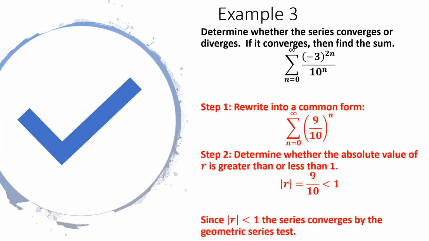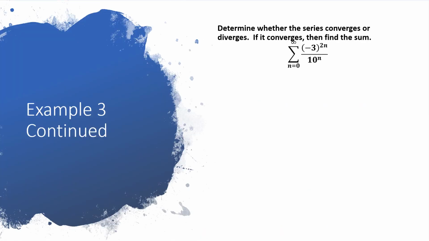So again, if the absolute value of your r is less than 1, the series converges by the geometric series test. And you must say it converges by the whatever test, because by the end of this unit, we'll have about 10, 15 tests, and you have to specify which one is which. Okay, well, since our series converged, again, we can find the sum of our series.